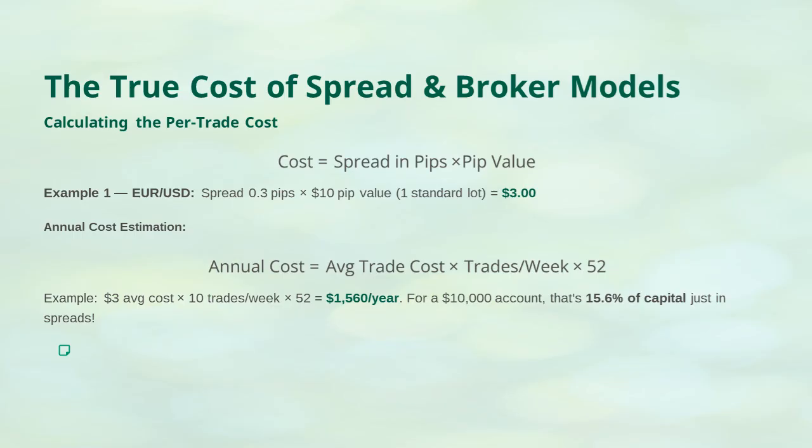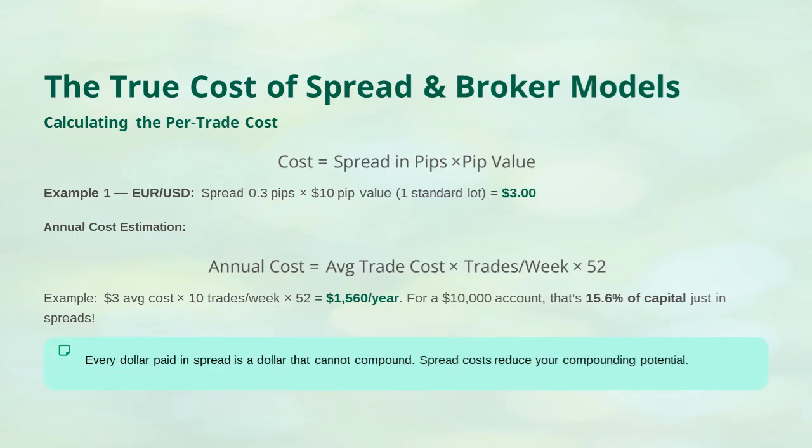Now, let's scale that up. If you make 10 trades a week, that's $30 in spread costs per week. Over 52 weeks, that's $1,560 per year. If you're trading with a $10,000 account, that's 15.6% of your capital, just in spreads. And that's before you account for any losing trades. This is why spread matters. Every dollar you pay in spread is a dollar that can't compound. Spread costs directly reduce your compounding potential.